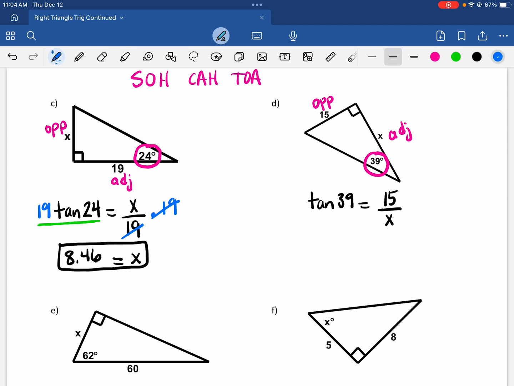So this brings one we haven't done yet. What happens when that x is in the bottom of that ratio? If it is in the bottom of that ratio, we said that we're going to take that tangent, or that function and the angle, and that variable, and we're going to have them switch places. So we're going to end up with x equals 15 divided by tangent 39. And that is what we're going to put in Desmos to see what our answer is.